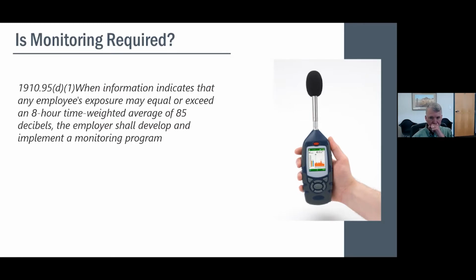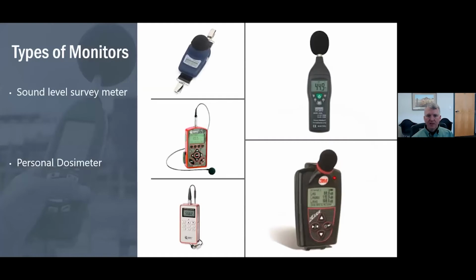So now I want to look at the types of monitors for monitoring noise exposure. So one of these is different from the others. We'll start with the one up in the upper right corner. That is a handheld sound level survey meter. This is one that you hold in your hand, you walk around, you measure the sound levels in a facility. It's not worn by an employee. It's one where you do your area sound level survey, which I'll talk about in a second.